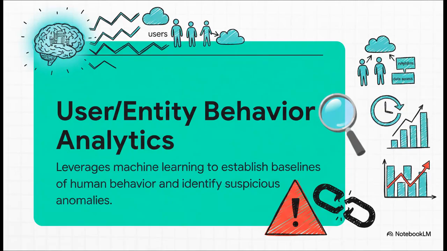And the magic behind this is a technology called User and Entity Behavior Analytics, or UEBA. Now, that's a mouthful, but the idea is actually pretty simple. It uses machine learning to understand the normal rhythm of your organization. You know, who logs in from where, what files they usually touch, and then it screams for help the moment that rhythm gets broken. But for UEBA to work, it needs data, a lot of data.